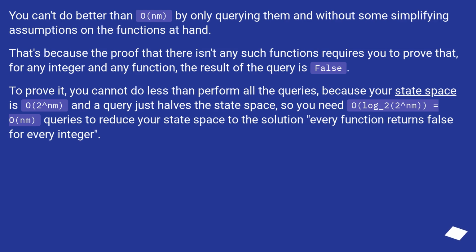You can't do better than O(NM) by only querying them and without some simplifying assumptions on the functions at hand. That's because the proof that there isn't any such function requires you to prove that, for any integer and any function, the result of the query is false. To prove it, you cannot do less than perform all the queries, because your state space is 2 to the power of NM, and a query just halves the state space. So you need O(log_2 2^(NM)) = O(NM) queries to reduce your state space to the solution where every function returns false for every integer.